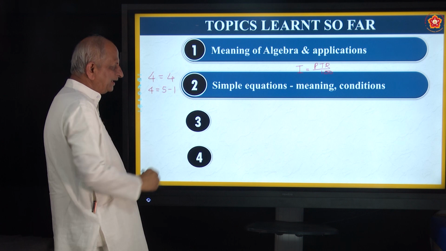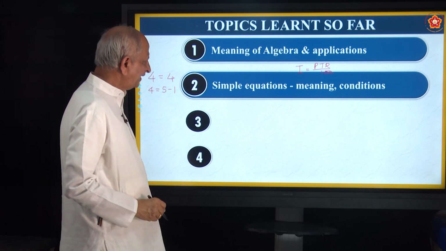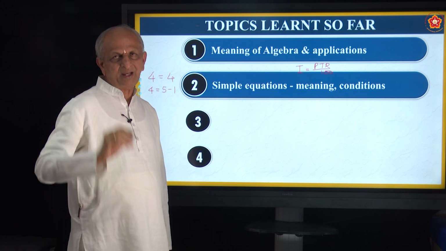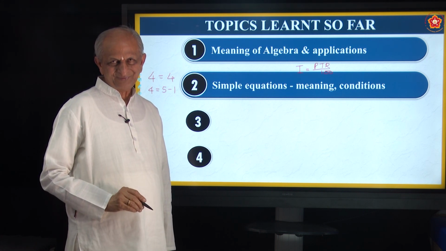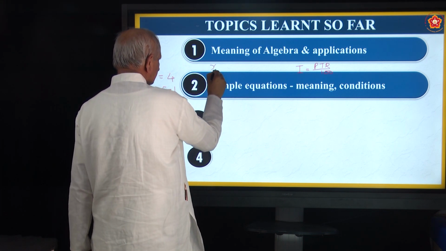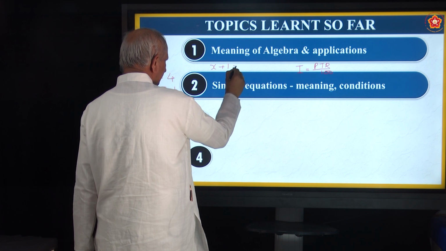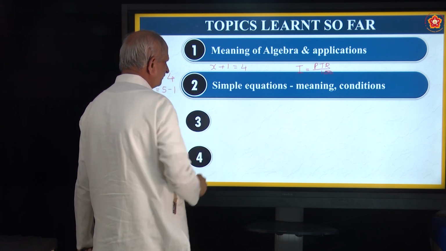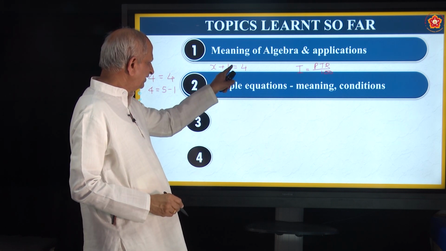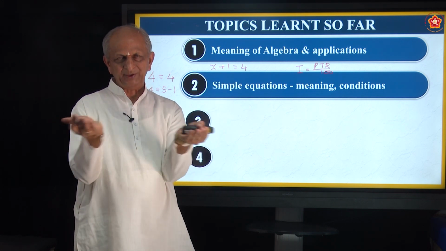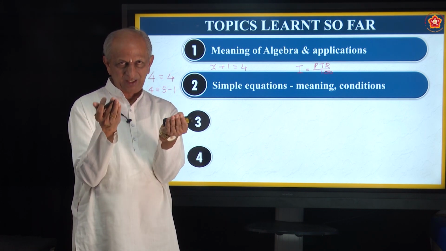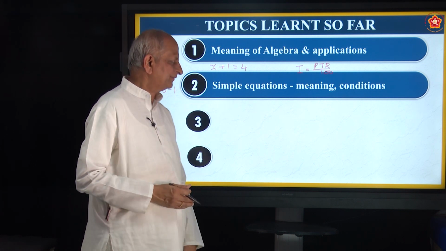Now, what is a simple equation? A simple equation is one which has only one variable. And why is it called a simple equation? Suppose you have the equation x plus 1 is equal to, say, 4. It is called an equation. Why is it called an equation? Because there is an equal sign.